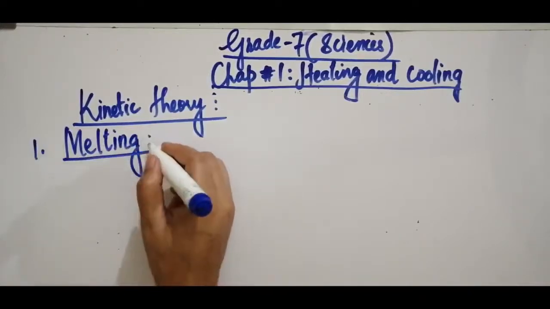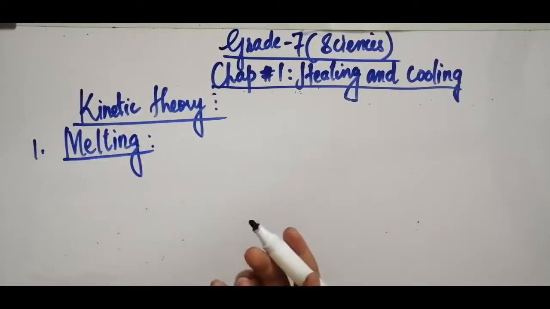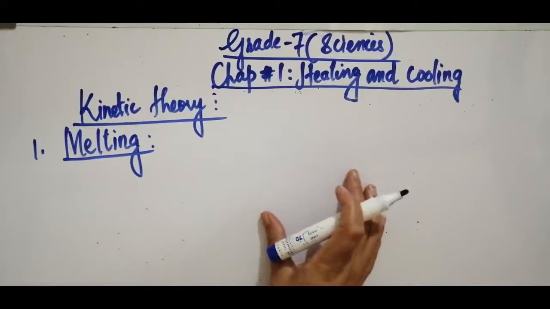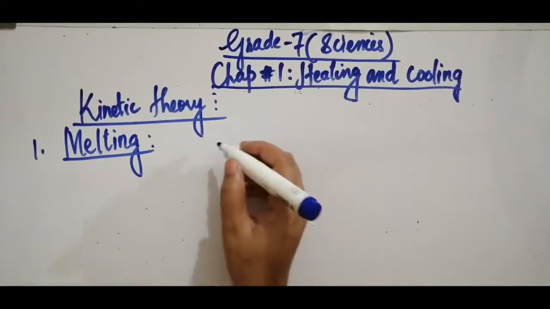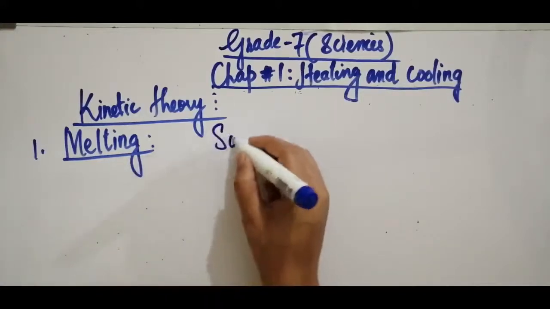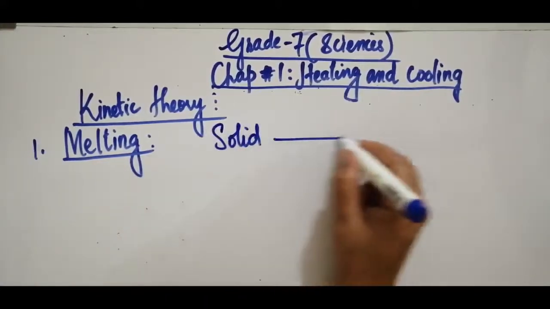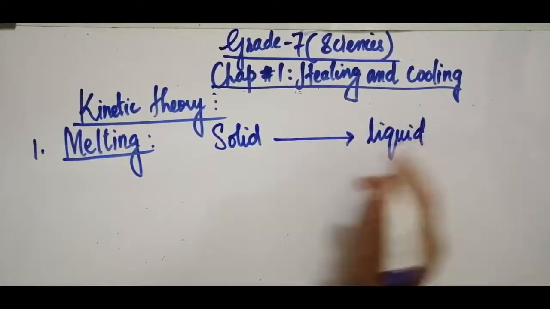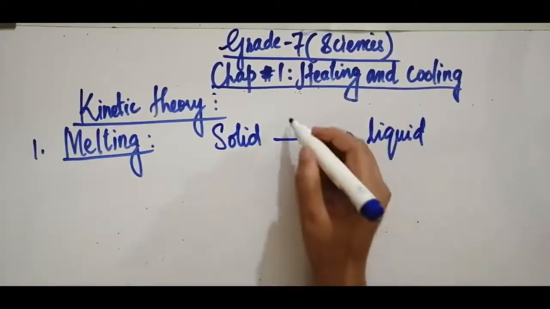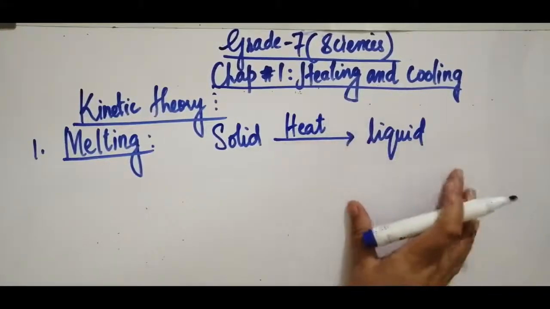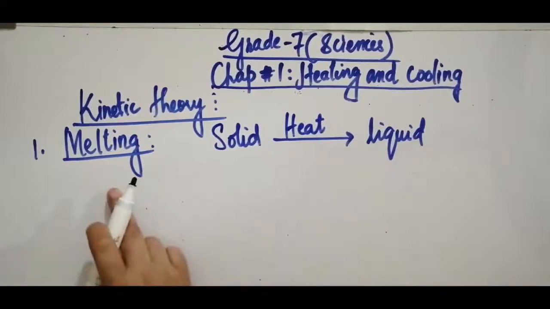What is actually melting and how does it occur? So melting basically is the conversion of solid form into liquid form. So this thing must be clear to you, what happens in melting when solid changes into liquid. This phenomenon of conversion of solid into liquid by providing heat to the solid is called melting.